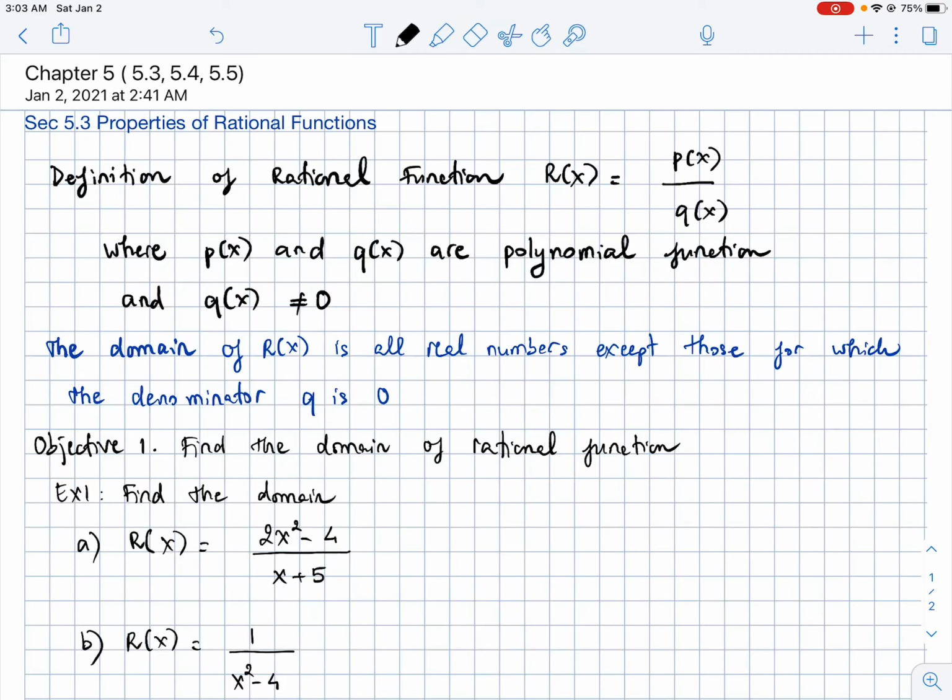Chapter 5. In this chapter, we will only study 5.3, 5.4, and 5.5. Section 5.3. Properties of rational functions.